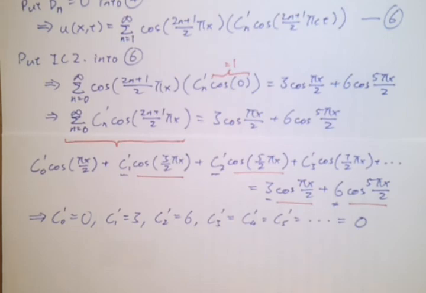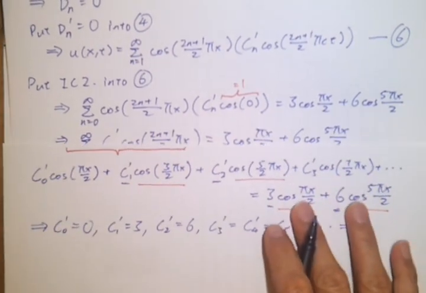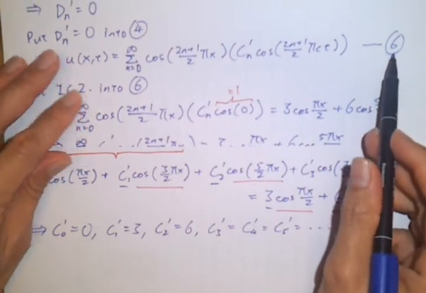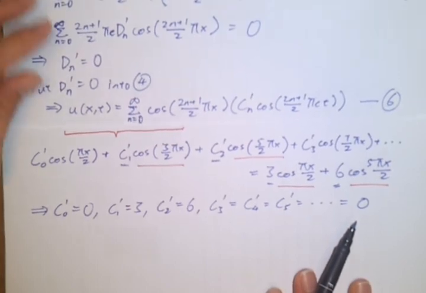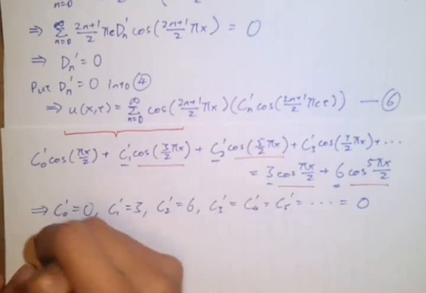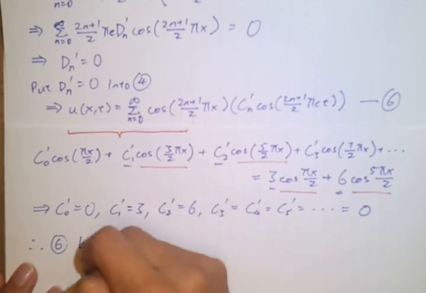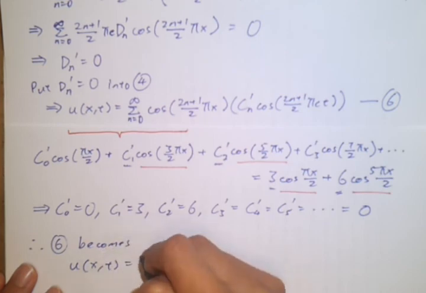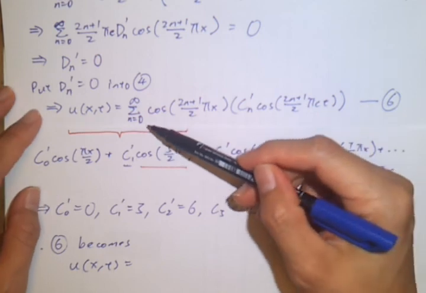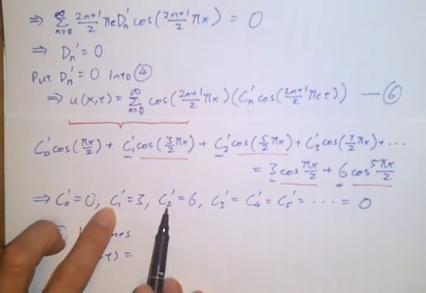If you take a look at your solution, your solution is actually equation 6. Where's my equation 6? Up here. Looking at equation 6, you only have non-zero C1 terms and C2 terms. So therefore your solution becomes: you don't have to worry about terms from 0 to infinity. You only have 2 terms that are non-zero, the C1 when n equals 1 and when n equals 2.